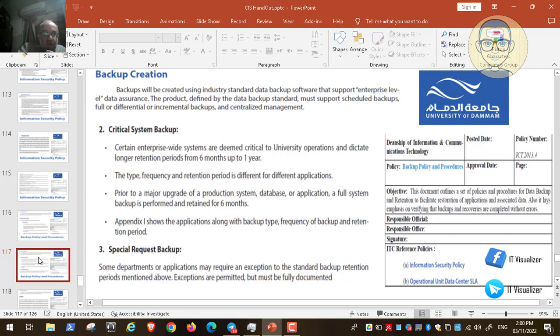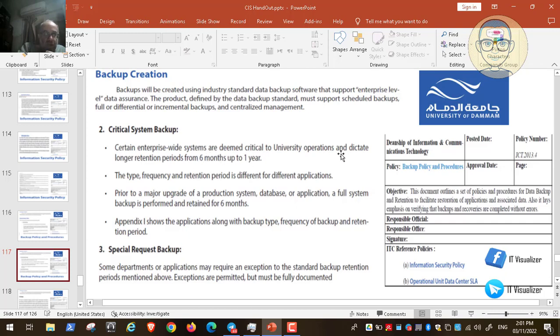Let's see the second type of backup, critical system backup. Okay, here certain enterprise-wide systems are deemed critical to university operations and have longer retention periods from 6 months up to 1 year. I think this critical system backup, maybe it depends upon confidential or high confidential data. I think applications using or storing this kind of data, he's stating critical system backups. I think he's referring to systems or applications using or storing confidential or high confidential data.